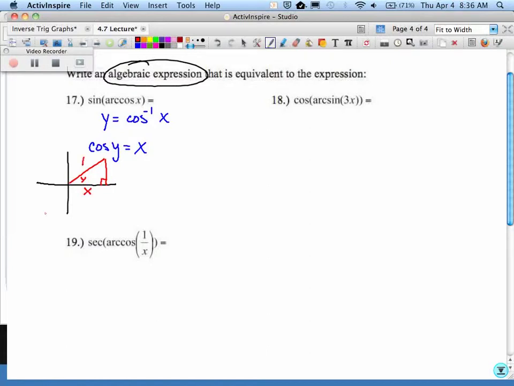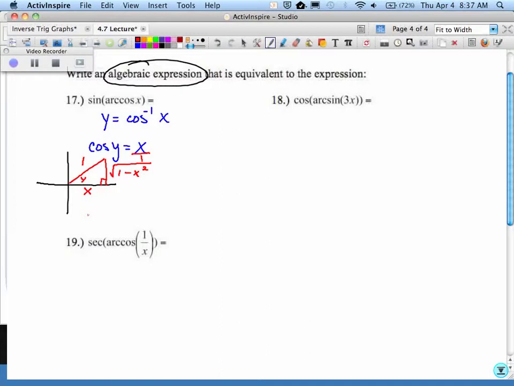What is your missing side? If you need to write x over 1, go ahead and write adjacent over hypotenuse. You square both of them, and then you take hypotenuse minus a leg. So that's 1 minus x squared, and we're doing the square root of that.